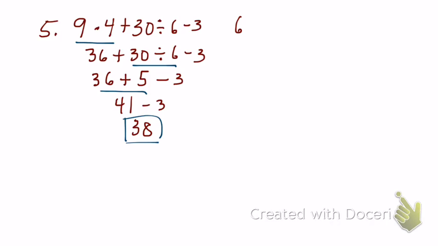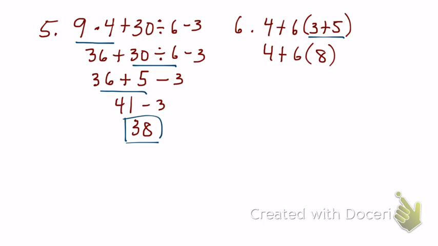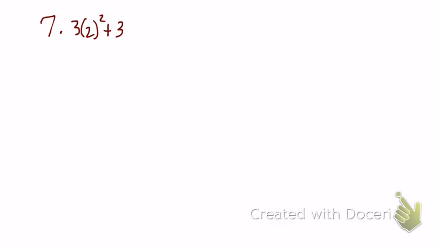Let's move on to number 6. So here, order of operations says the highest priority is what's inside the parentheses, so let's do that first. Notice that the 6 and the 8 are going to have to be multiplied next. 6 next to parentheses means we're going to multiply. So this will be 48 plus 4, which is going to be 52. All right, let's move on to our next examples.